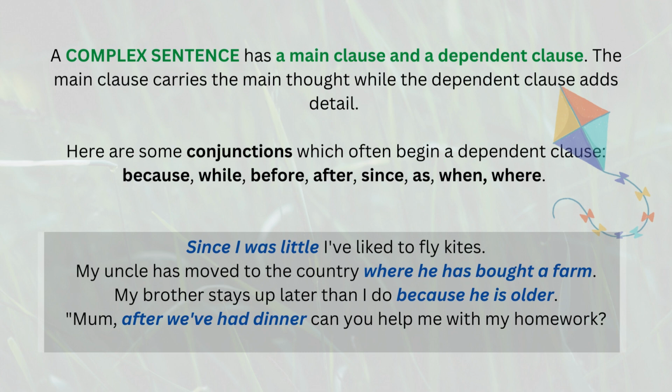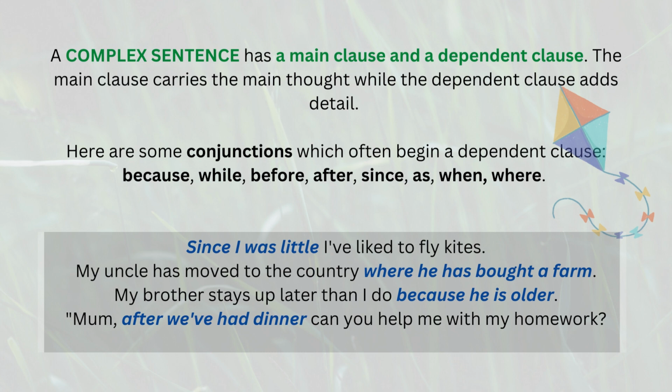Since I was little, I've liked to fly kites. I could have put, I've liked to fly kites since I was little. Since I was little is the dependent clause, and since is the conjunction. My uncle has moved to the country where he has bought a farm. Where is the conjunction beginning the dependent clause where he has bought a farm.